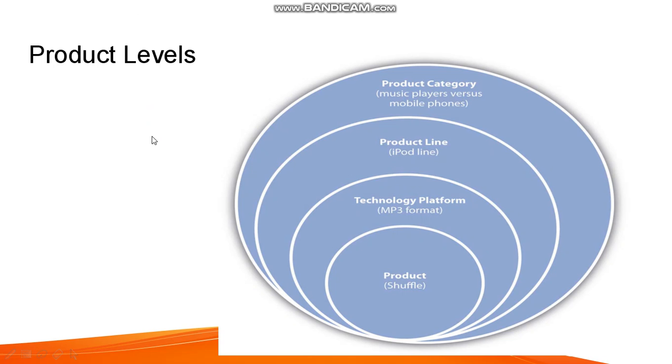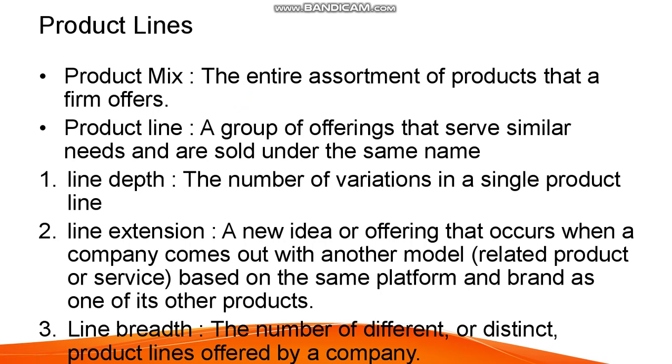This is the product level. There is the product category. For example, product category is music player versus mobile phones. And in the product category, there is the product line. For example, iPod lines. And in the product line, there is a technology platform. For example, MP3 format. And under the technology platform is the product. For example, Shuffle.